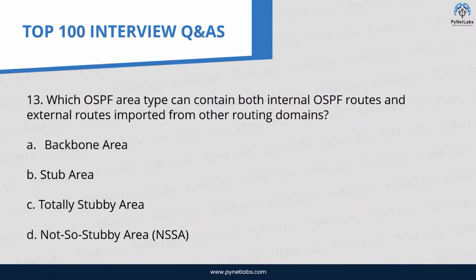Moving on to the next question, which says: which OSPF area type can contain both internal OSPF routes and external OSPF routes imported from other routing domains? The correct answer for this is the not-so-stubby area, because that area is responsible for having internal OSPF routes and external OSPF routes coming from a different routing domain. That's what NSSA, the not-so-stubby area, is responsible for.